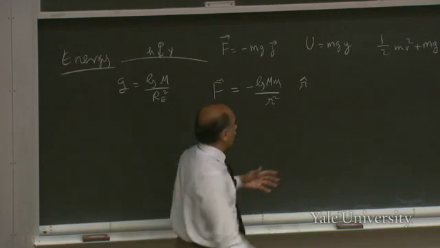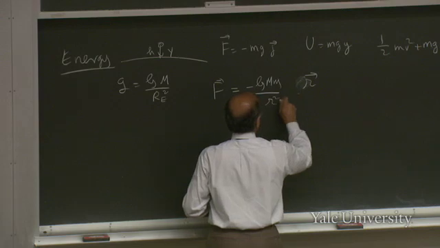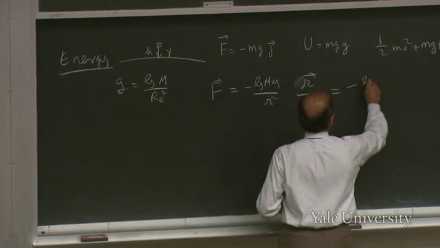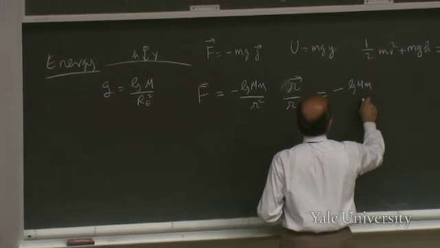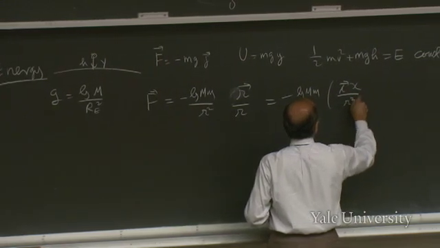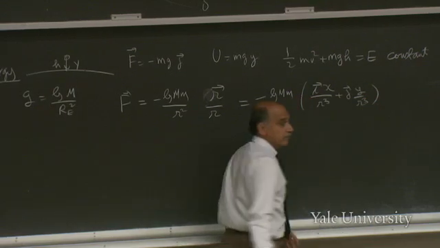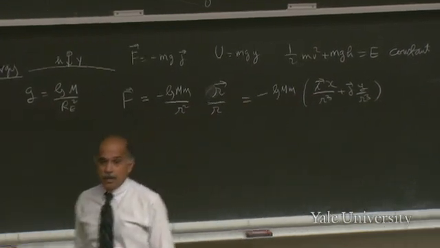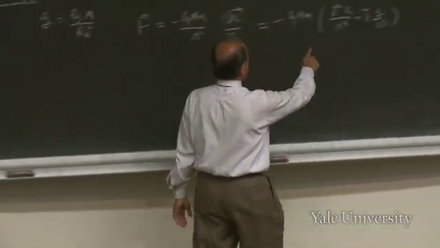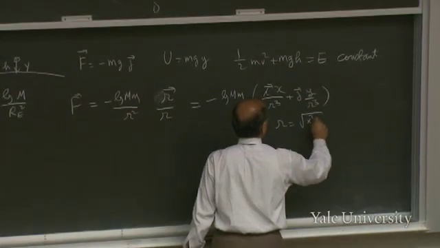I don't have time to do that. In other words, write this r hat as the vector r divided by one more r in the bottom. That can be written as minus G M m times i times x over r cubed plus j times y over r cubed. I just wrote the vector r in terms of x and y. So the x component of this force is x over r cubed, the y component is y over r cubed, and r is just the square root of x squared plus y squared.